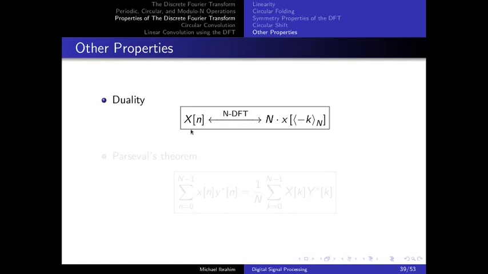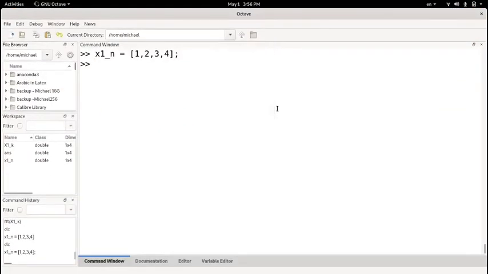We make it X capital of N. Then the DFT will be the same sequence x small, which was happening in time domain, but circularly folded and multiplied by N. In order to better understand this property, let's move to MATLAB one more time.